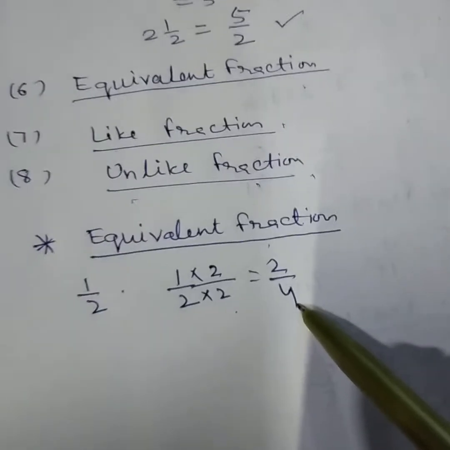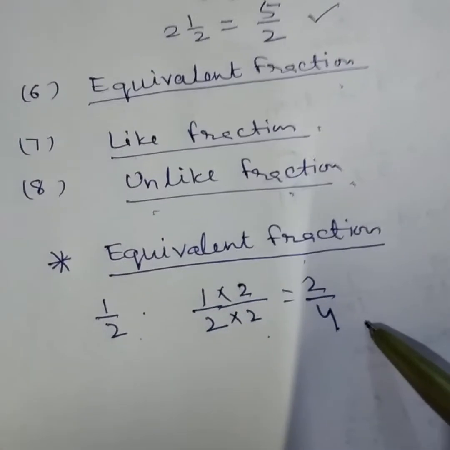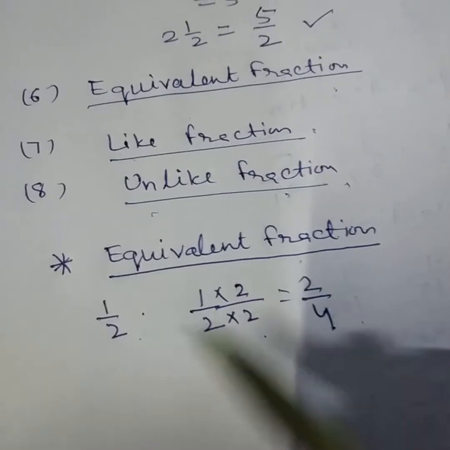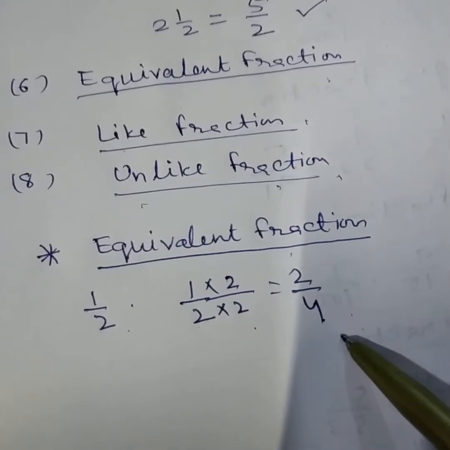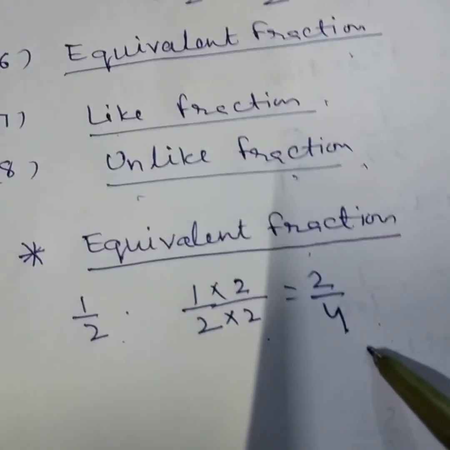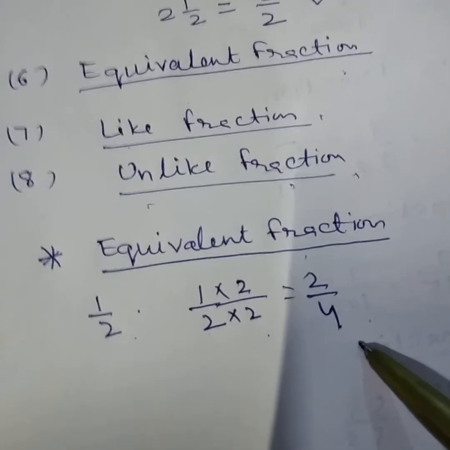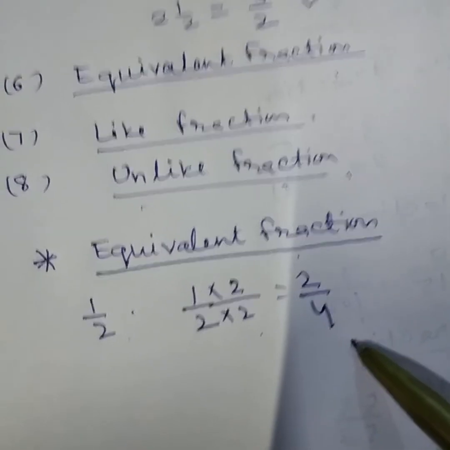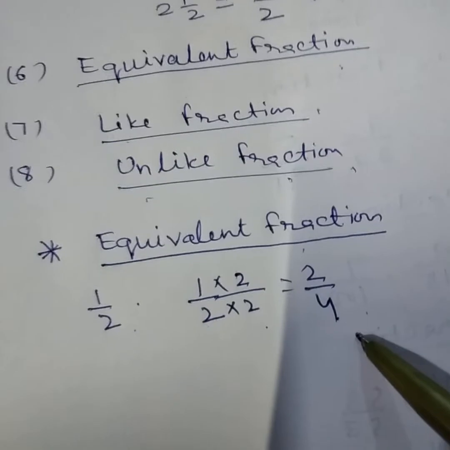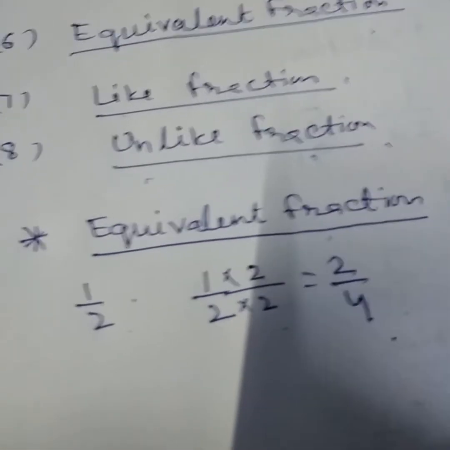What are we observing here? 1 upon 2 and here 2 upon 4. 1 upon 2 and 2 upon 4 both are equal. This type of fraction is called equivalent fraction. Not only this type, we can divide also and it will become an equivalent fraction. That one also I am going to explain.